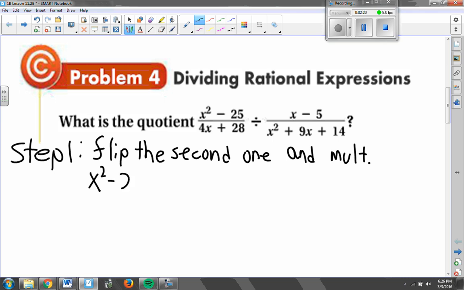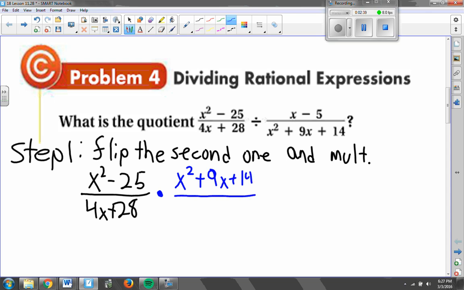So it's x squared minus 25 over 4x plus 28. Please notice I did not flip the first fraction, but I am going to flip the second one. So now this is times x squared plus 9x plus 14 over x minus 5. Okay. And now this is exactly like what we did yesterday. Now we're multiplying two rational expressions because I've already found the reciprocal of that second fraction. So now I'm going to factor everything that I possibly can, and then see what I can cancel out and simplify and squish it all into one fraction.